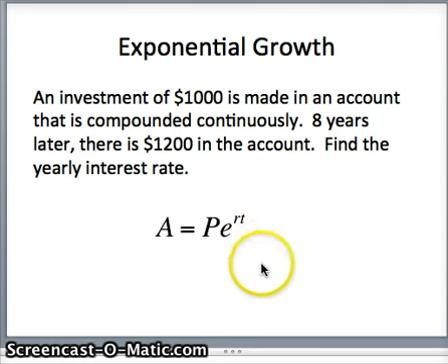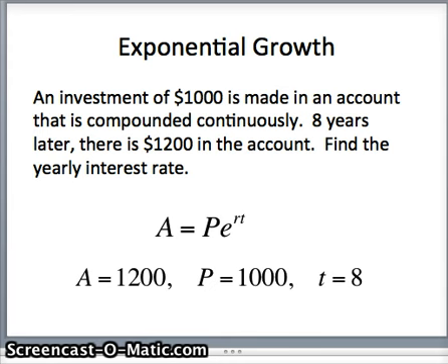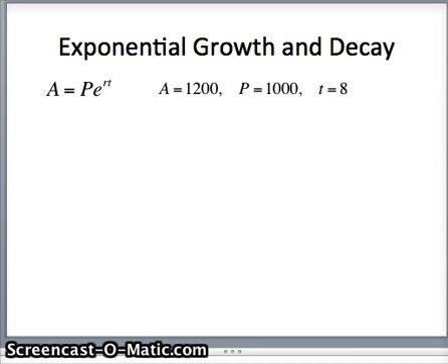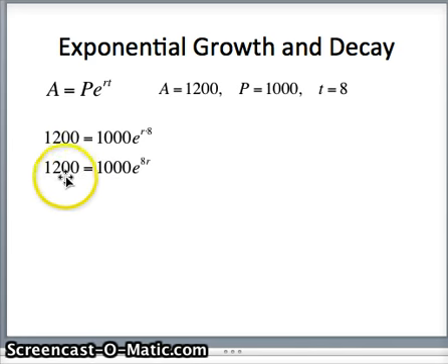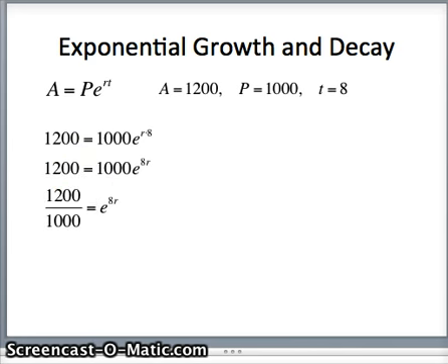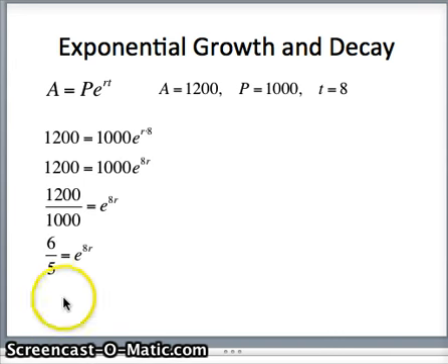Now, what are the other variables that I'm given? The amount on account is $1,200. Principal, the original investment, is $1,000. And T in years is 8. So we have all of this information, and we can plug those values in to solve for R. That's what we're looking for here. So making our substitution, it will be 1,200 equals 1,000 e to the R times 8. Of course, R times 8 is 8R. No major change here. Dividing both sides by 1,000, 1,200 divided by 1,000 is 1.2, or 6/5.